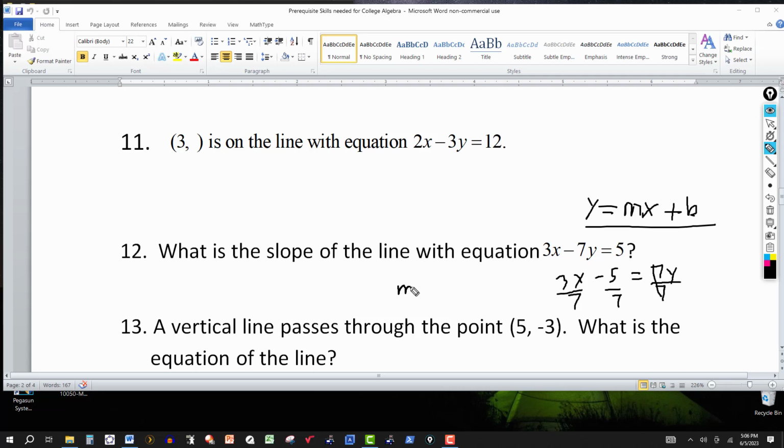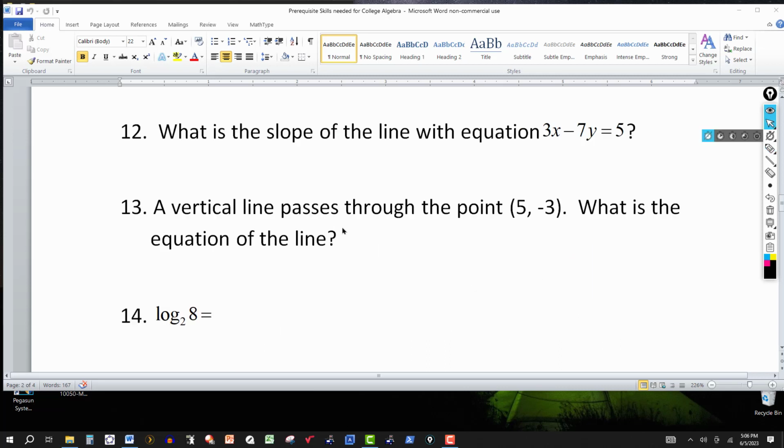So the slope, use the letter m for slope. Slope is equal to 3 over 7. Now if they ask you for the y-intercept, it's the second component, so that would be this one right here. It's a point, it would be 0 and negative 5/7. But here we wanted the slope.